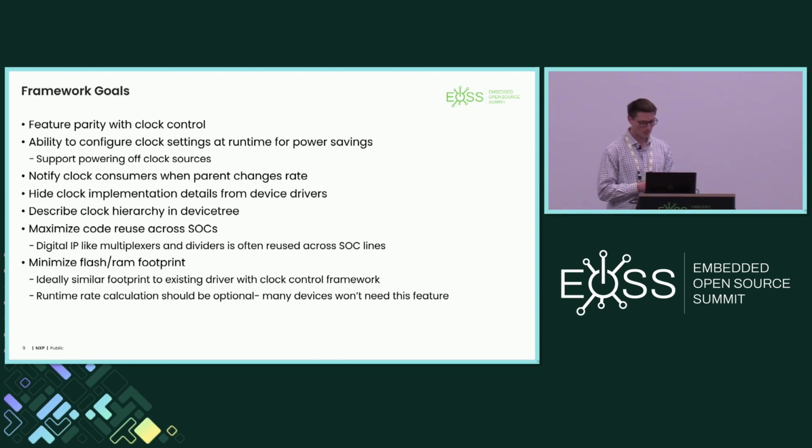We want the ability to notify clock consumers when a parent changes rate. So, for example, if you have a clock tree with a PLL at the root and you change your PLL's output frequency, we want to be able to propagate a notification down to consumers saying the rate has changed, adapt to that. We also would like to describe clock hierarchy in device tree. I'll get to why I feel this is useful later and the implementation benefit it brings us, but initially I think the value here is that it makes it much easier to understand what's going on if you have nodes for different clocks in device tree.